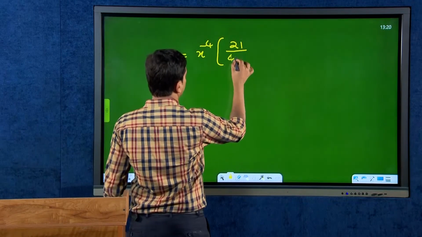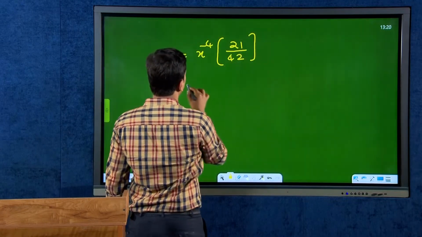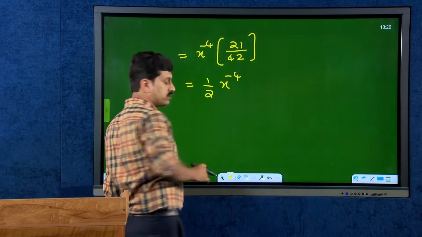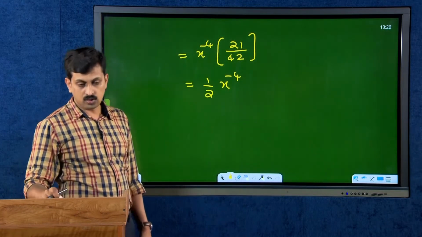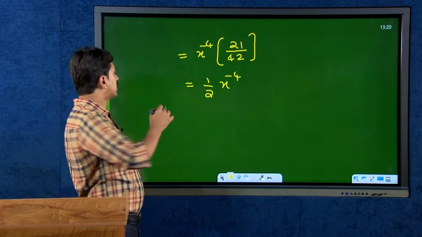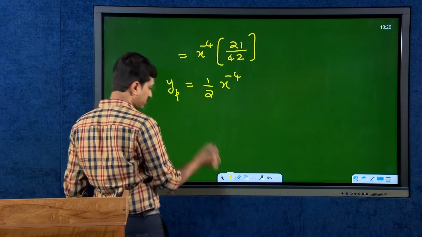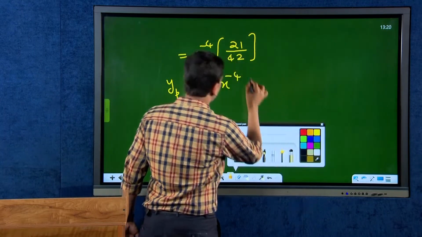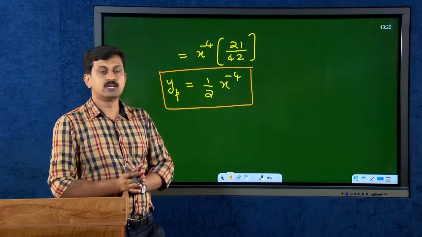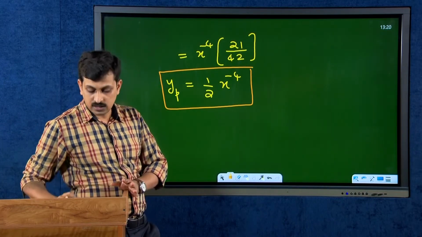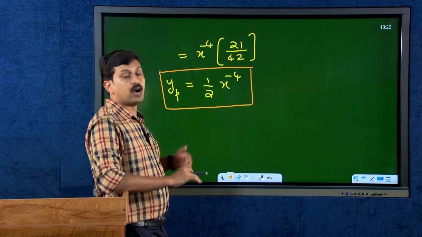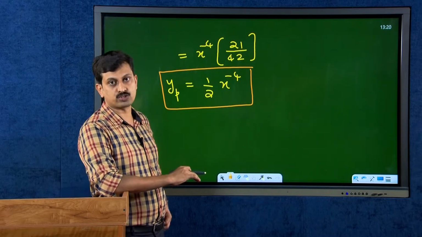So, 42. Therefore, the actual value is equal to 1 by 2 x raised to minus 4. This is actually yp. See my dear students, now we found yp. Okay, we have yp, so we need to find out y, that is the general solution.